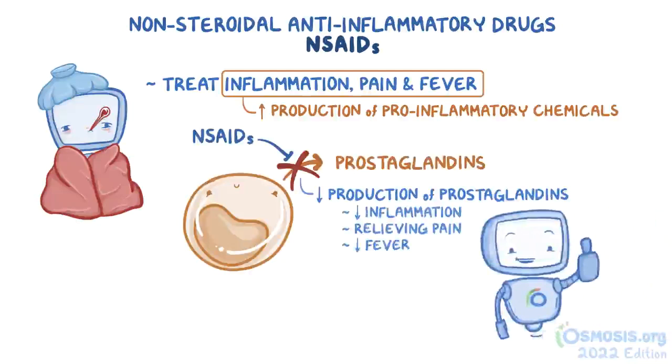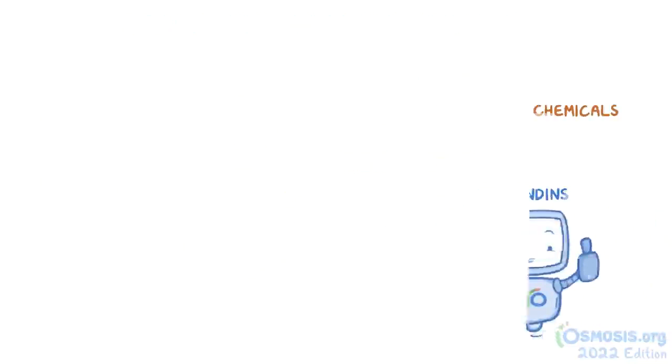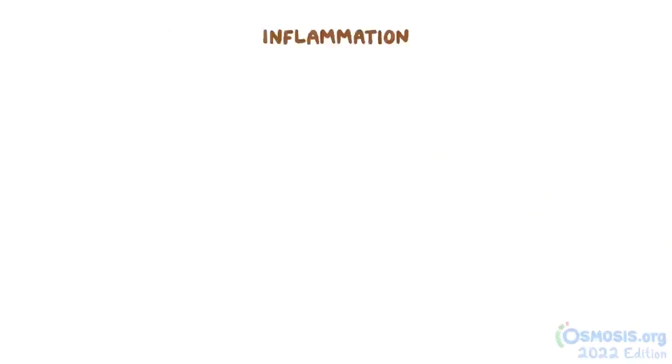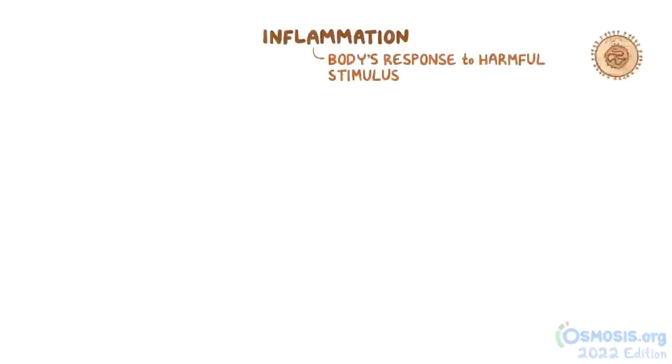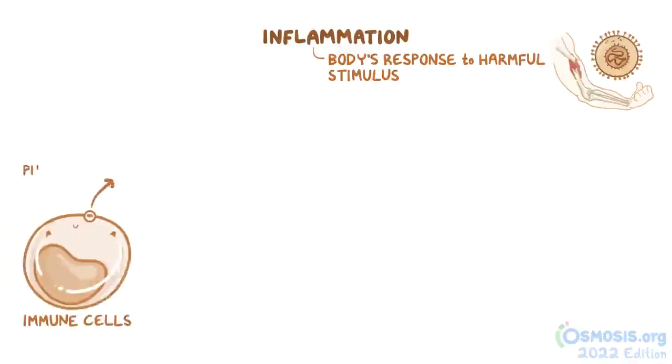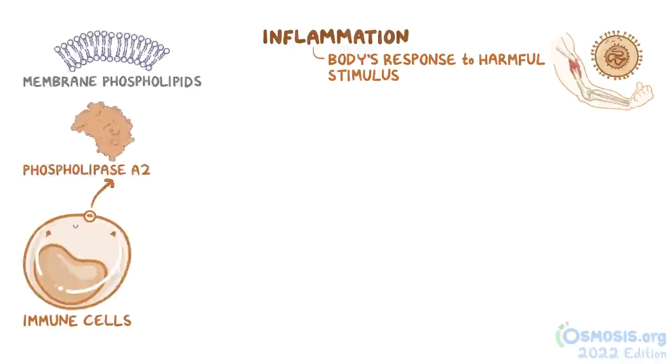In order to understand how NSAIDs work, first we need to talk briefly about inflammation, which is the body's response to a harmful stimulus, such as an infection or injury. So, during inflammation, your immune cells use an enzyme called phospholipase A2 to take membrane phospholipids and make a 20-carbon polyunsaturated fatty acid called arachidonic acid.